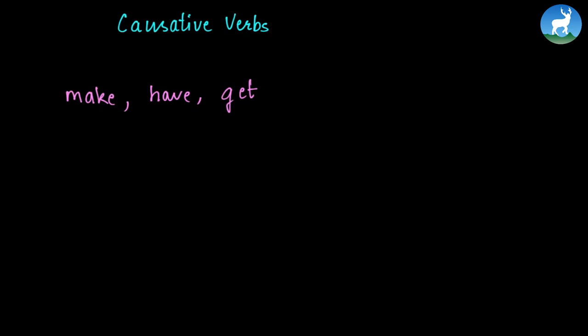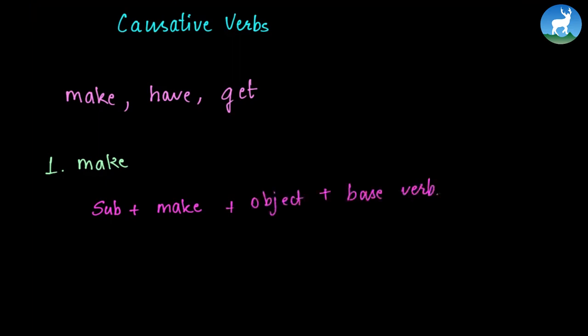So let's go through the causative verbs individually. The first verb we will be looking at today is make. Sentence structure with make has the structure subject plus make plus object plus base verb. For example, she made Rita wash dishes.